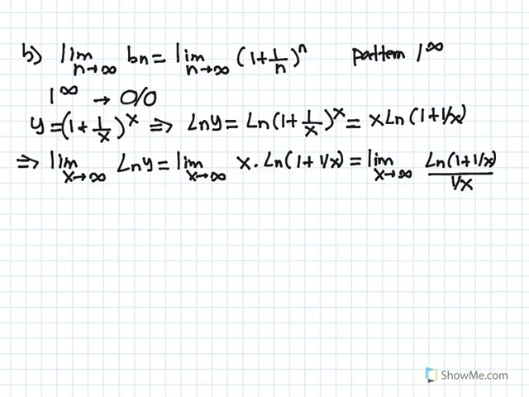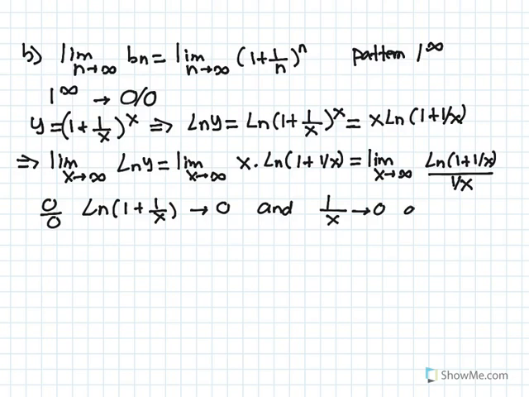0 plus 1 is 1. We get log of 1 in the numerator, which is 0. And in the denominator, we have 1 over infinity, which is also 0. So we have a 0 over 0 pattern. The reason is that log of 1 plus 1 over x goes to 0, and 1 over x also approaches 0 as x goes to infinity.